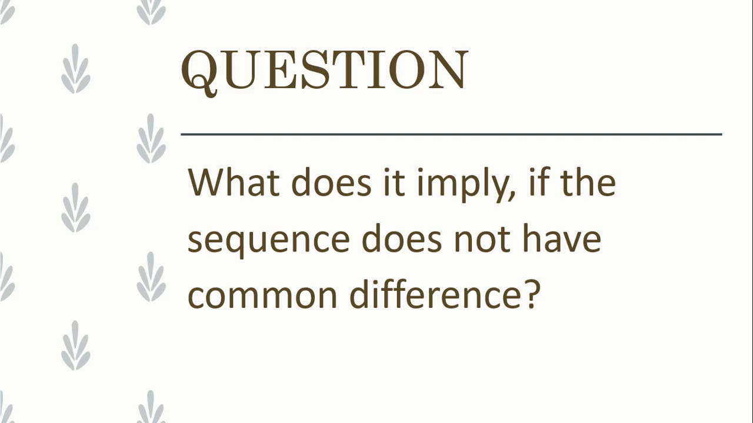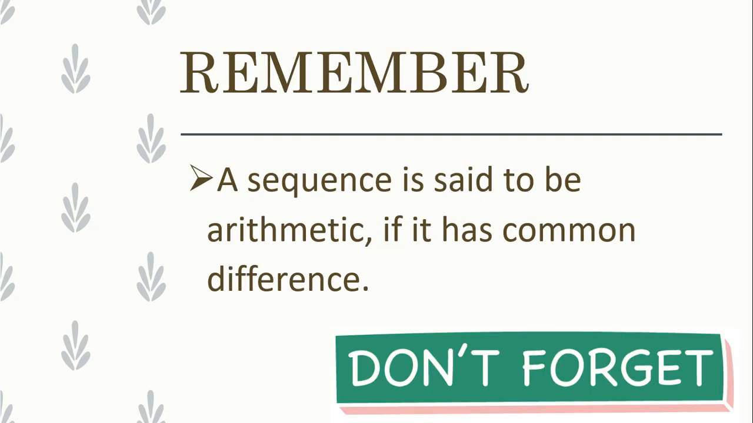Question: what does it imply if the sequence does not have common difference? That is, the sequence is not arithmetic, because remember, a sequence is said to be arithmetic if it has common difference, because an arithmetic sequence is generated by adding a constant d, and that is the common difference.